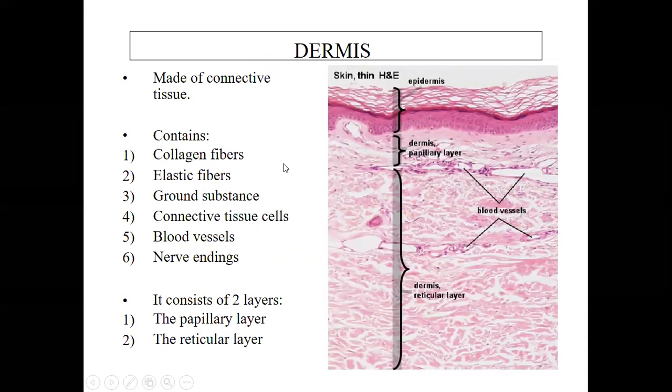Okay, now we're going to go to the next level, which is the dermis. You can see here, this is the epidermis. This is the dermis. It is made up of connective tissue. These are the contents of the dermis: we have the collagen fiber, elastic fiber, ground substance, connective tissue cells, blood vessels, and also the nerve endings. So you can see here we have the blood vessels in the dermis. The dermis has two layers, the papillary layer and also the reticular layer.